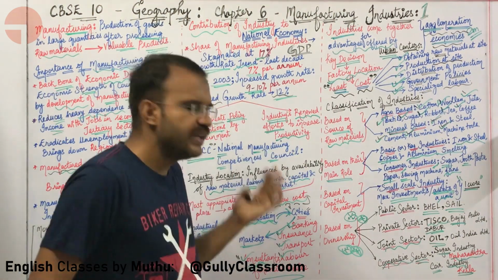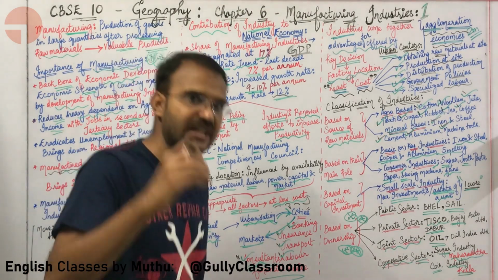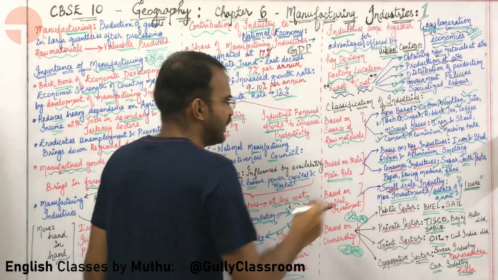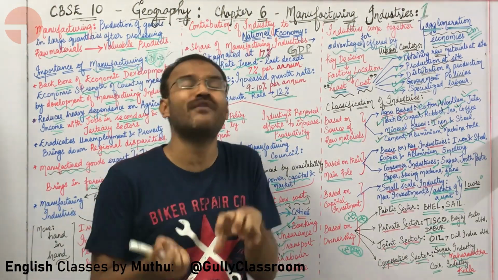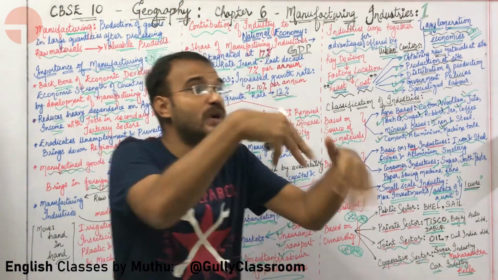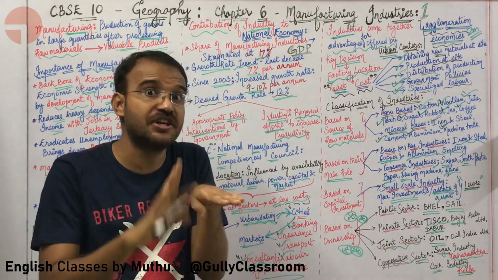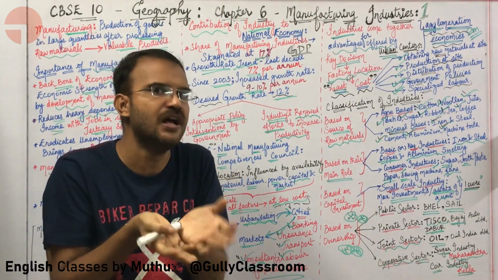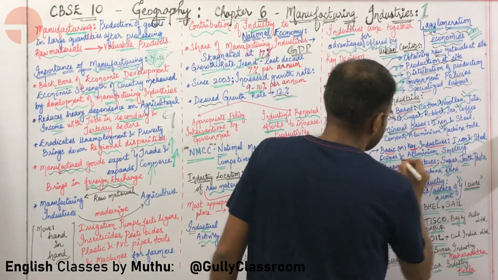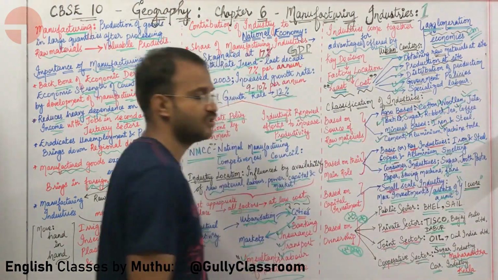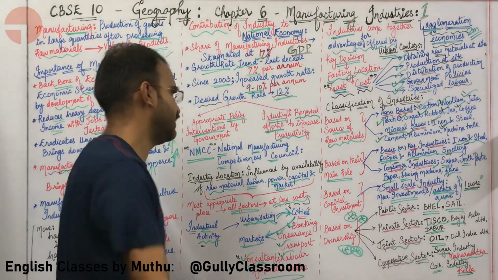Sir, how are industries classified based on their main role? They are classified as basic and key industries. Basic or key industries provide raw material for the working of other industries. Examples: iron and steel industries, copper, aluminium, smelting industries.